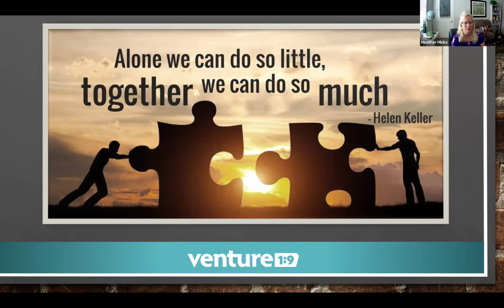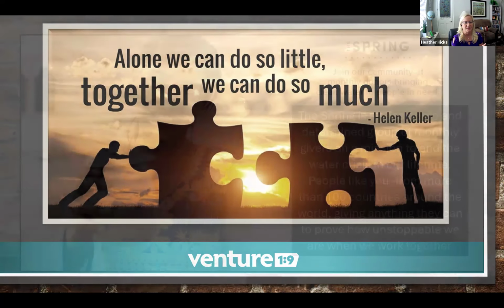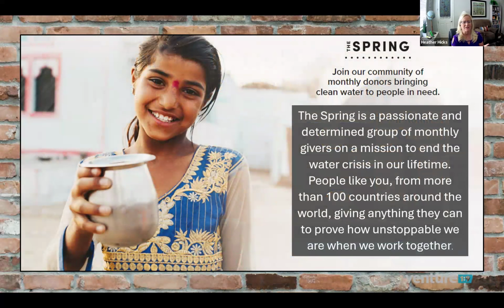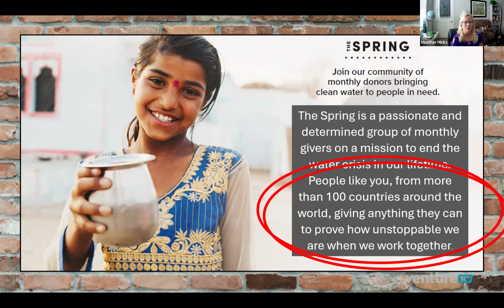So your monthly donor program can make all of that happen. You can create a sense of togetherness in your community, that we're doing something significant. And here's a good example from the spring. This is the same organization that had that $5 one. The spring is Charity Water, their monthly donor program. And what they say here is, "People like you from more than 100 countries around the world giving anything they can, small gifts, to prove how unstoppable we, including the monthly donors, are when we work together."